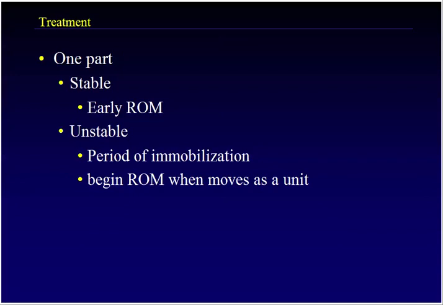If they're unstable, you may consider a brief period of immobilization and begin range of motion when the shoulder moves as a unit. For anatomic neck fractures, not through the surgical neck, but through the anatomic neck, these are quite rare. If you see them in young patients, they should be treated with open reduction and internal fixation. In elderly patients, you can consider ORIF, or you may also consider hemiarthroplasty. If they're comminuted, then hemiarthroplasty would be the treatment of choice.